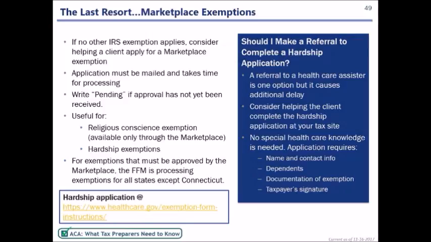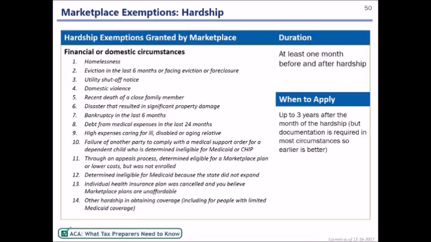We're going to wrap up by reminding us we're not quite done yet with exemptions. We still have the marketplace exemptions. These need to be applied for via the marketplace. There are hardship exemptions that are particularly relevant to the population that we serve through VITA and TCE: people who have utility shutoff notices, who are facing eviction, who have experienced bankruptcy or medical debt, people who have been part of a disaster that resulted in significant property damage. Think of all the storms and fires and floods that we've had in the last year. So those are some common reasons for hardship exemptions, but you need to submit an application to get them.